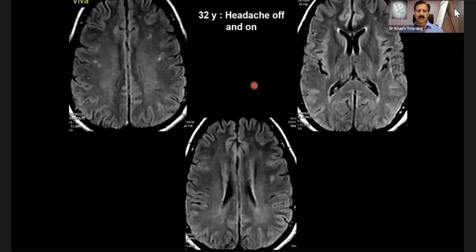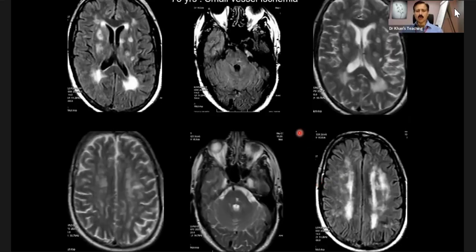This is a case of migraine. And just to make a point, in migraine, high signal intensity foci are punctate. These are quite often seen. The only thing to differentiate from MS is to look at the distribution. These are usually subcortical, and they are not the classical Dawson fingers and all those things which we learned for MS.